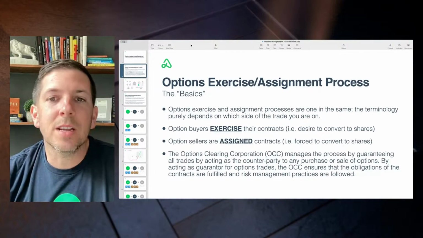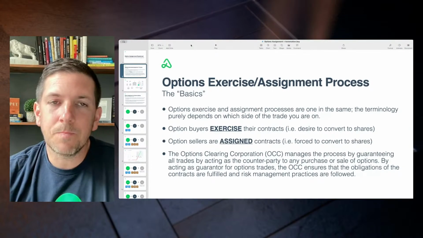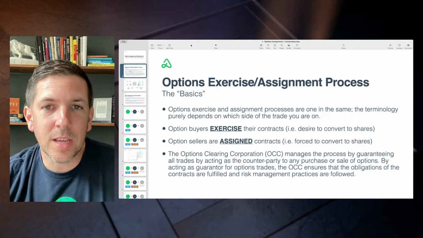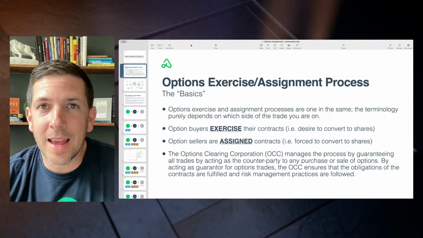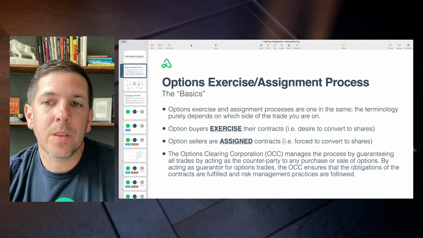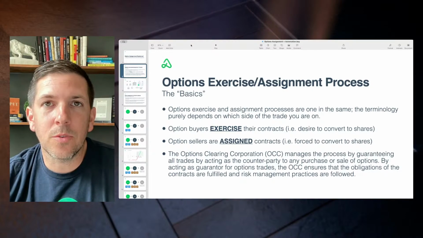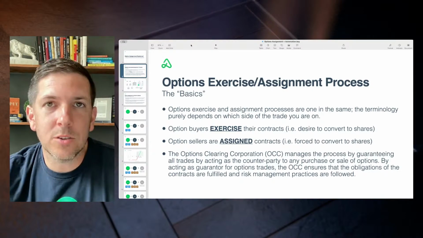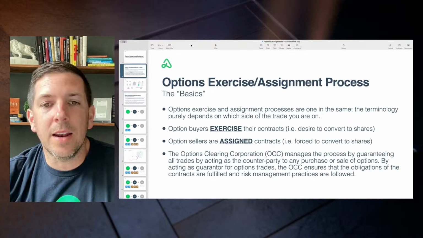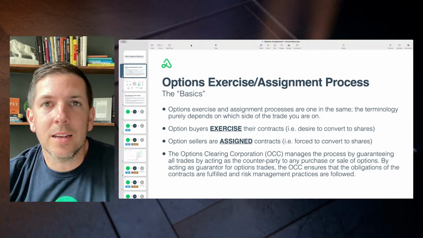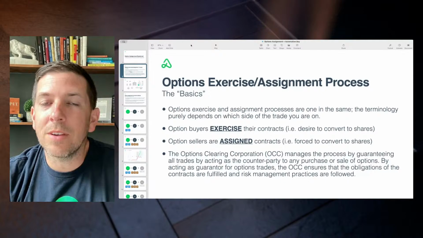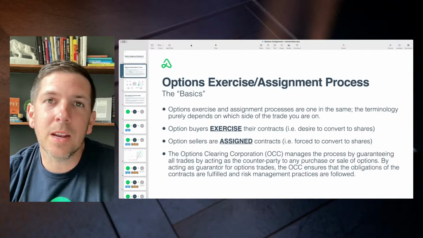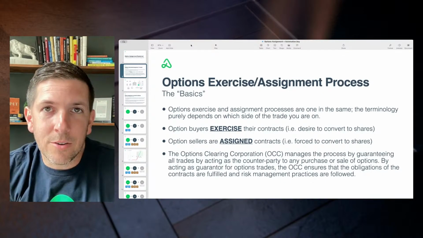So option buyers exercise their contracts. That's the right they got when they bought those option contracts. They can exercise those contracts, so their desire is going to be to convert their option contract into physical shares. And then option sellers are assigned. When an option seller is assigned, remember, they're giving up their right and accepting an obligation of assignment later in the future.